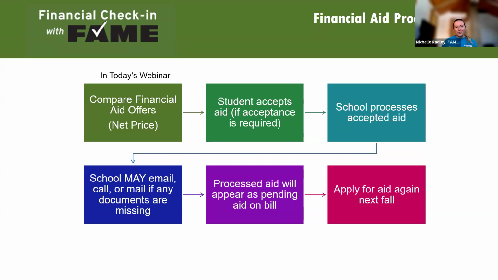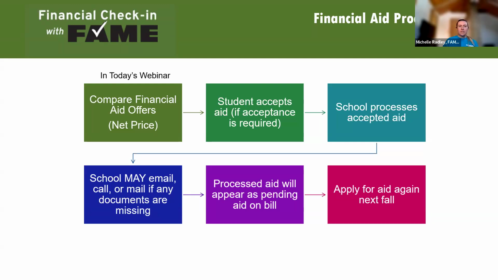After you've taken the opportunity to sit down and compare any aid offers that you've received from schools, that's the point when the student opts to accept any aid that they wish to take. That's if acceptance is required. That varies depending on the school. But definitely keep an eye out for what those instructions might be to properly do that.